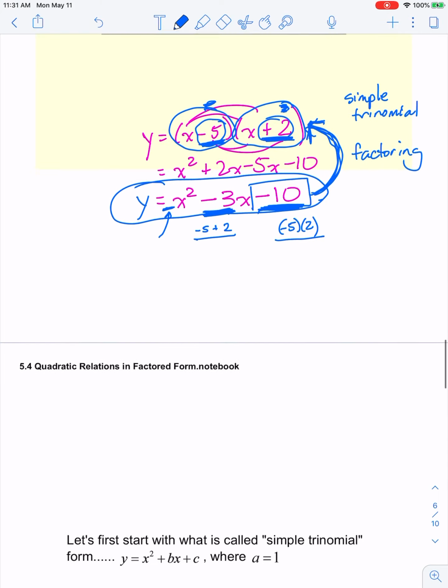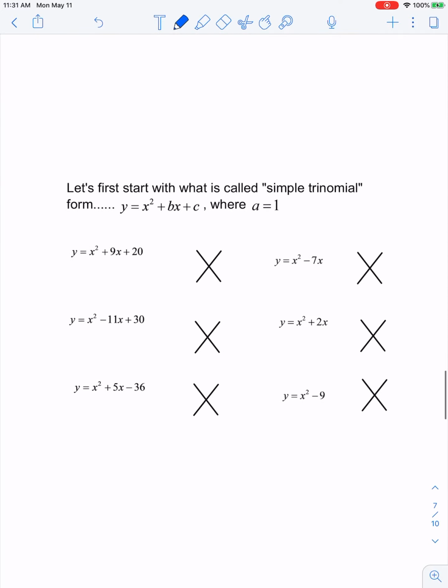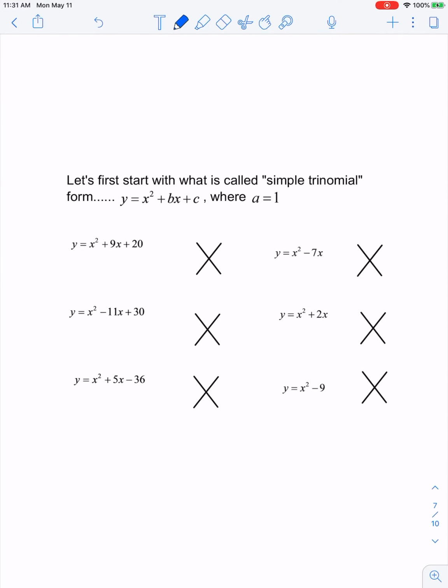Okay, so we're going to do a few examples. These are called simple trinomials. Notice with all of these, the a value is equal to 1. That a value, a, is called the leading coefficient.